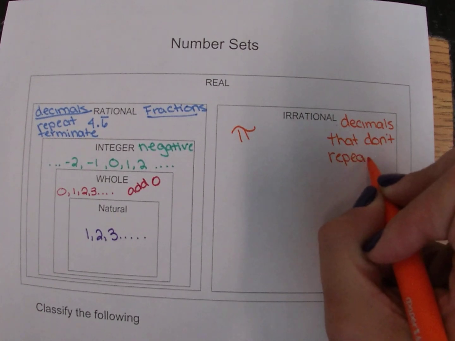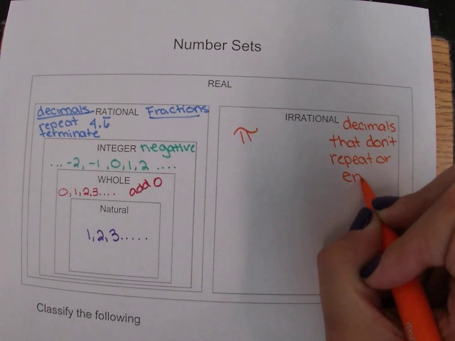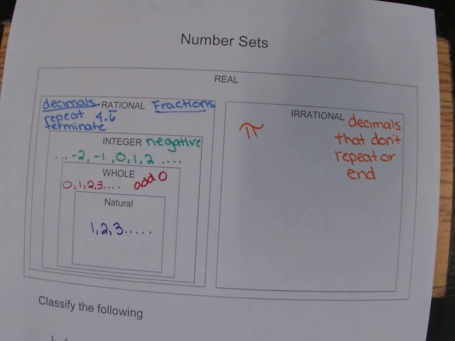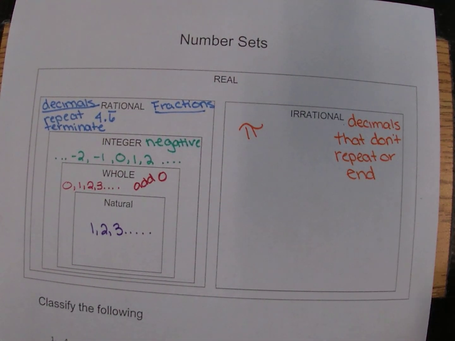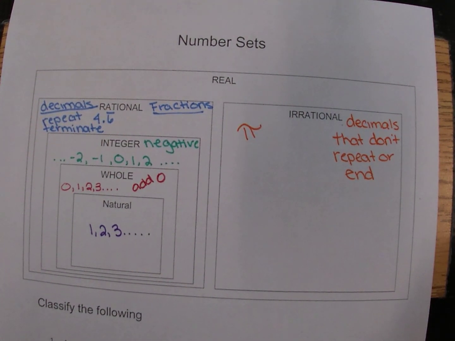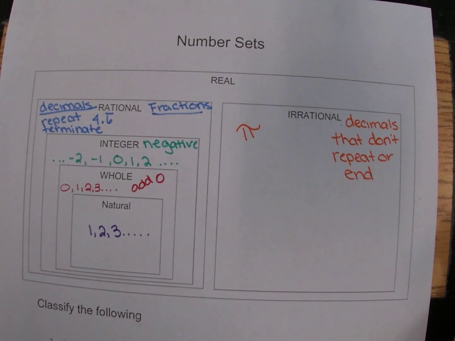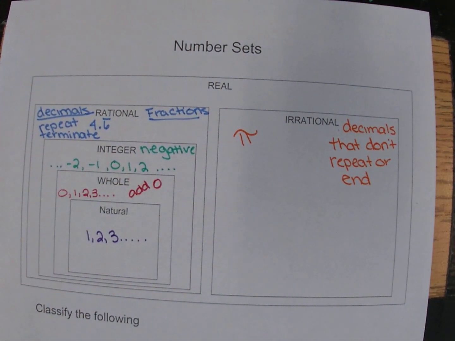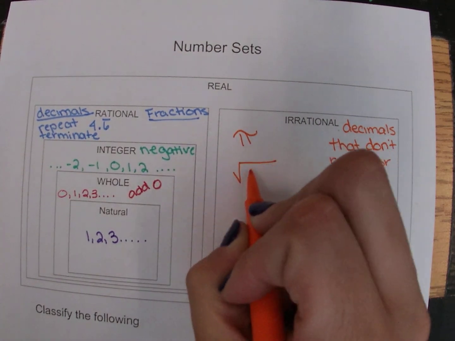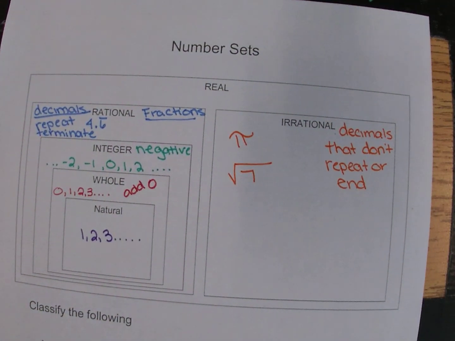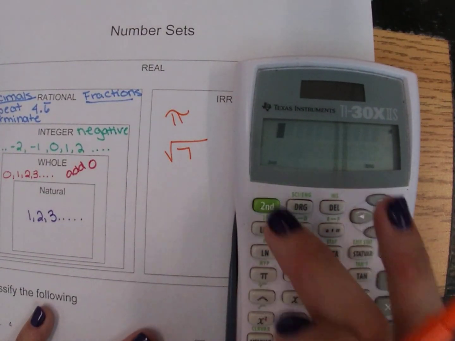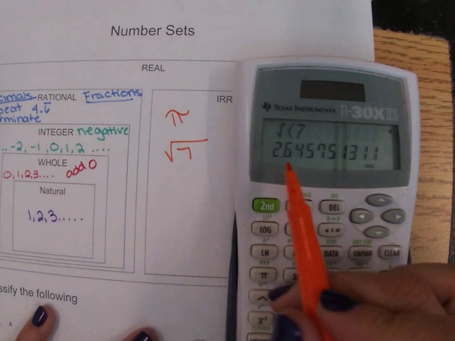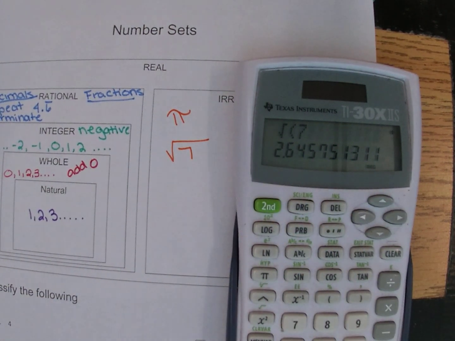And while this does include pi, it does include some other numbers as well, and those would be things that fall into our square root category or our radical category that aren't perfect squares. So we know the square root of 25 is 5, but the square root of 7 isn't a nice, neat number. So if we use our calculator and we do the square root of 7, we get this big old messy decimal out. Okay, that's telling us that that's an irrational value.